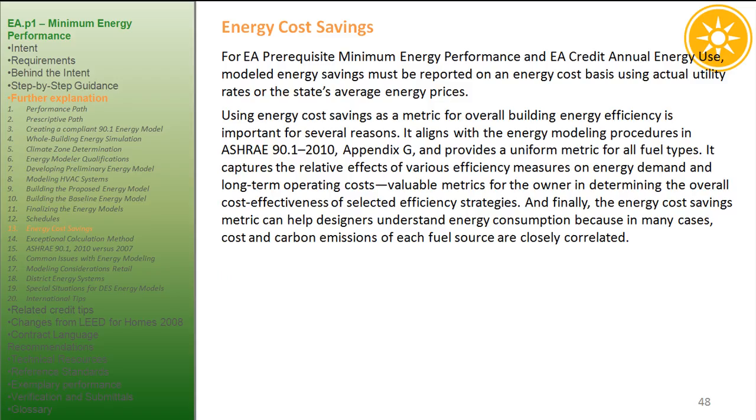Energy Cost Savings. For EA Prerequisite Minimum Energy Performance and EA Credits Annual Energy Use, modeled energy savings must be reported on an energy cost basis using actual utility rates or the state's average energy prices. Using energy cost savings as a metric for overall building energy efficiency is important for several reasons. It aligns with the energy modeling procedures in ASHRAE 90.1/2010, Appendix G, and provides a uniform metric for all fuel types.